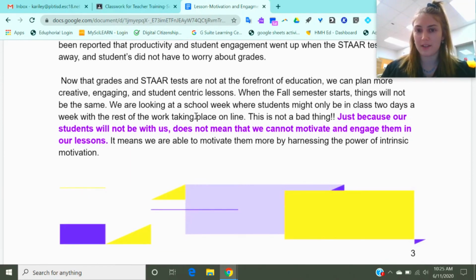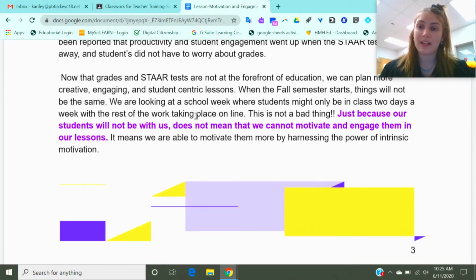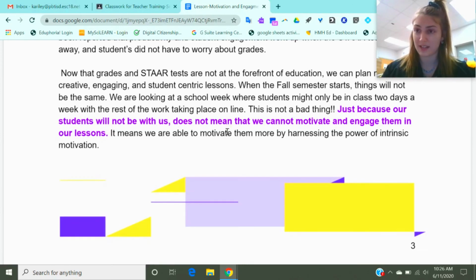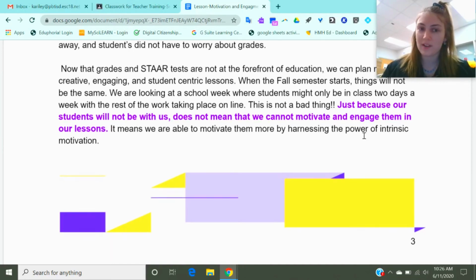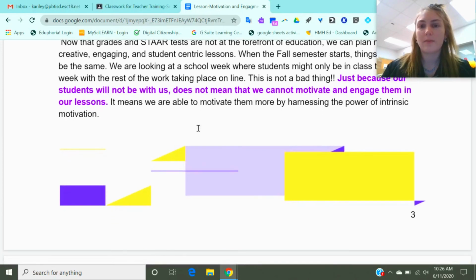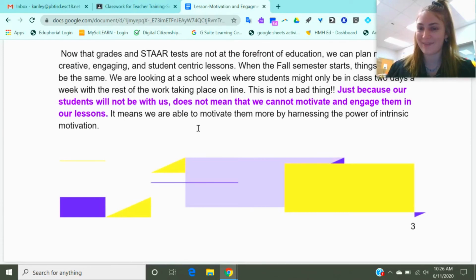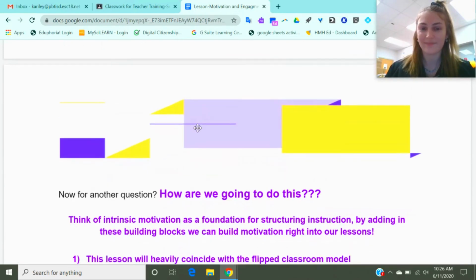When the fall semester starts, things are not going to be the same. We're possibly looking at a school week where students might be in class for a couple of days or even half days, or we might have some weeks where they're just doing remote learning only. We don't know yet. That's the scary thing. But it's not a bad thing. Just because our students are not always going to be with us every single day, that doesn't mean that we cannot motivate and engage them in our lessons. It means we're able to motivate them more by harnessing the power of intrinsic motivation.